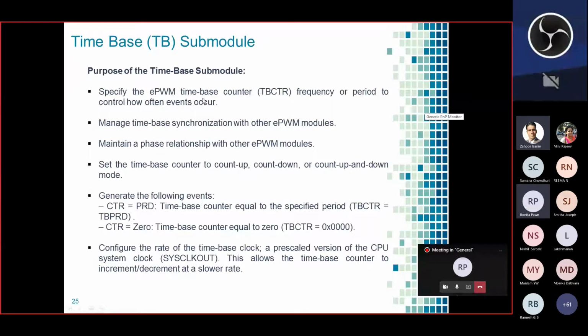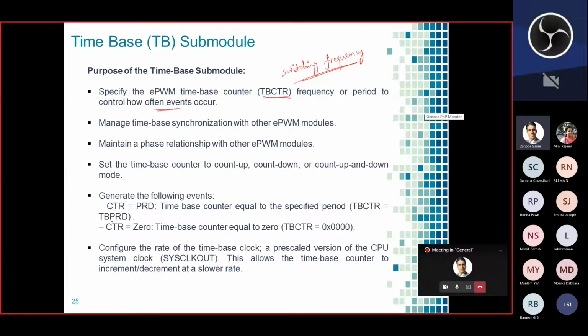The time-base submodule will specify the time-base counter frequency. This is very essential, like the time-base counter will be giving you the frequency or period of the control, how often an event must occur. So that means it will be defining the time period. In our language, it will decide the switching frequency of your inverter.